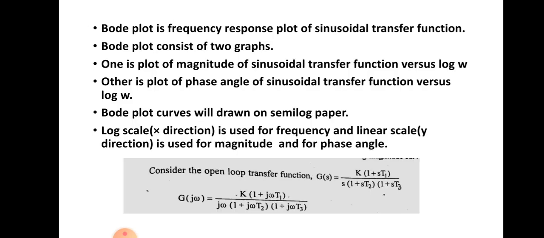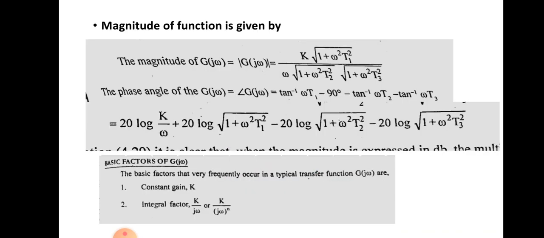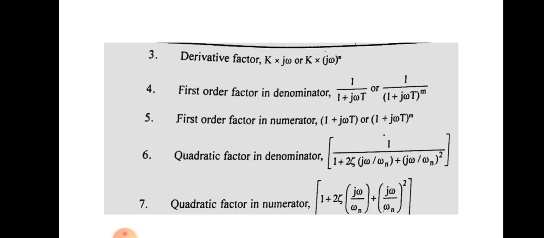In this form there is a term 1 plus j omega t1, and so we should know how to draw that graph on the semi-log paper. Sometimes quadratic factors come in the denominator, and the form will be 1 by (1 plus 2 epsilon j omega by omega n plus (j omega by omega n) all squared). Or sometimes the quadratic factor comes in the numerator like this. So we have to know how to draw these terms in a semi-log graph. We will see each case separately, and we will elaborate on this case when we are doing the problem.